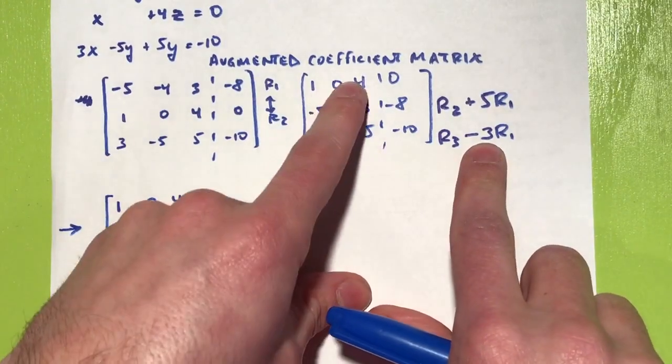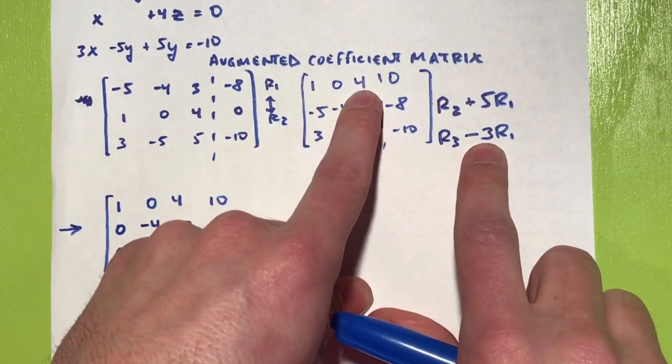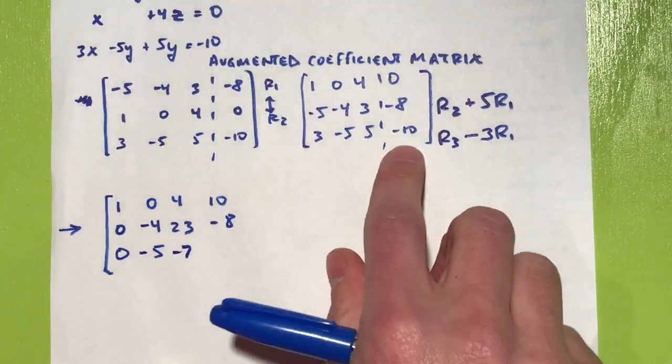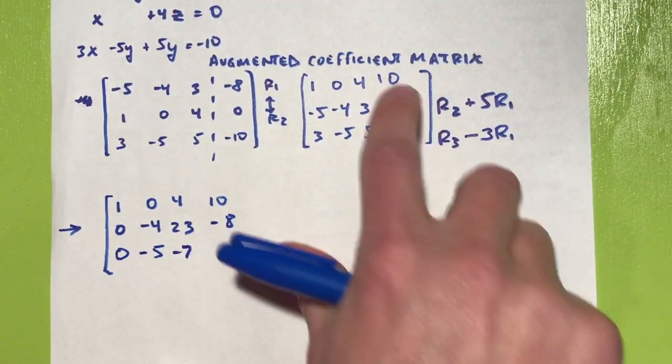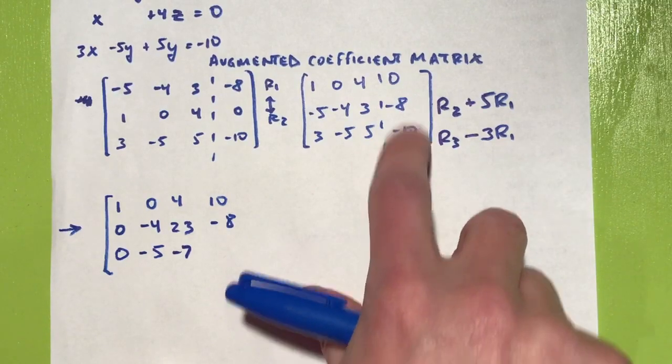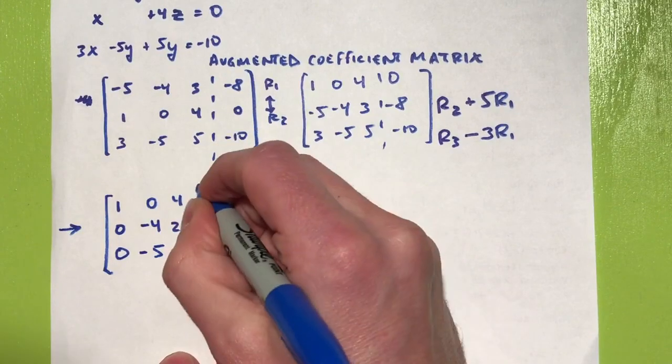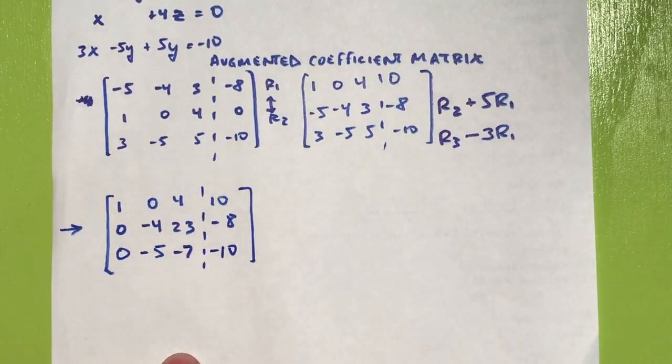5 subtract 3 times 4. Well, 3 times 4 is 12. 5 subtract 12 gets us negative 7. And lastly, negative 10 subtract 3 times 0. Negative 10 keeps us negative 10. So you can see that I can take 2 operations at the same time.